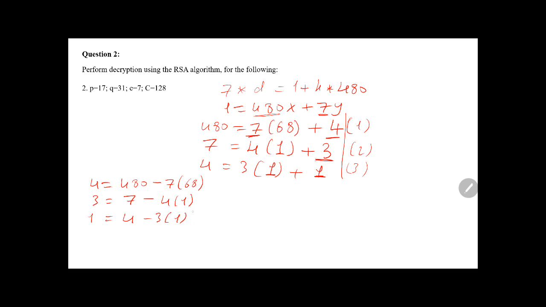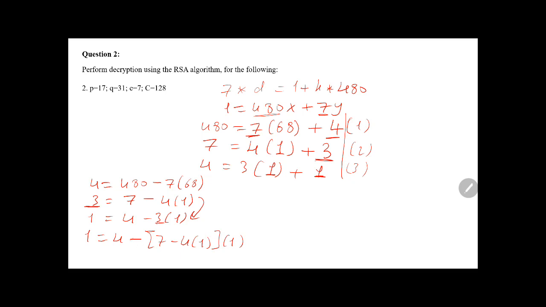So the next thing is we keep substituting the equations into each other. So basically we substitute this one into this one, the second one into the third one. So what we can substitute is the remainder here into this 3. So it will be equal to 1 equal to 4 minus, we substitute the whole equation here in the 3. So it's 7 minus 4 multiplied by 1, all multiplied by 1.